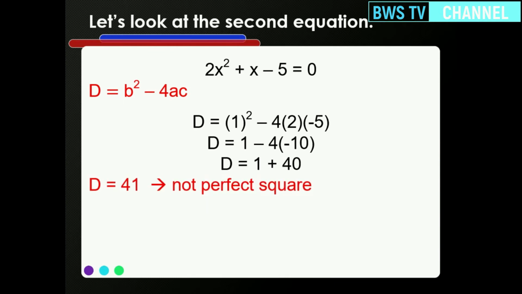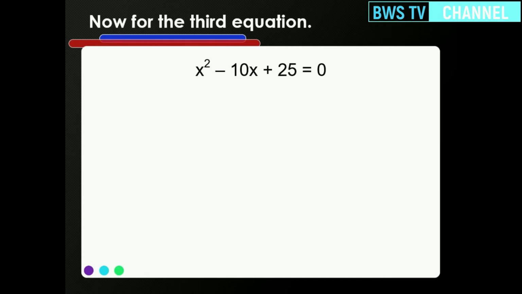What is 41? Perfect square or not perfect square is very obvious. It's not a perfect square. So we have the description: two real irrational roots and unequal. We have example number 3, x squared minus 10x plus 25.